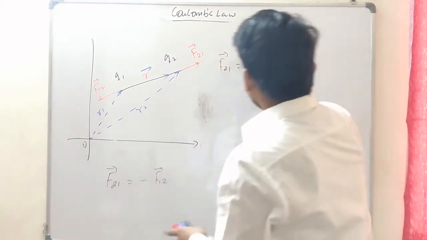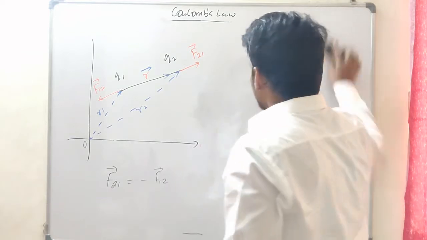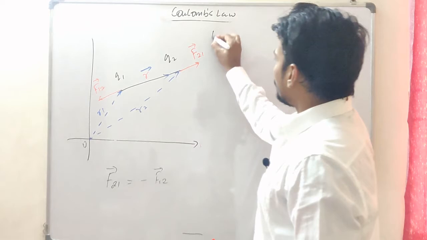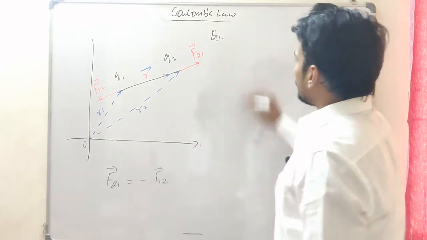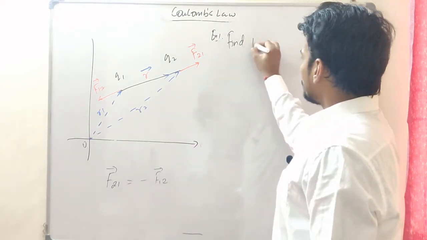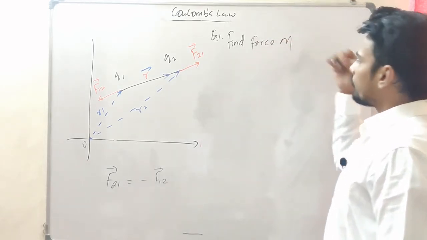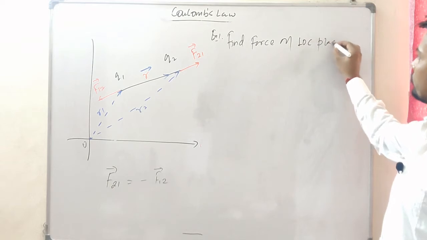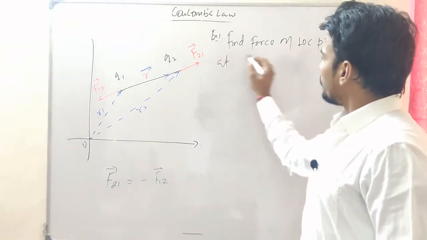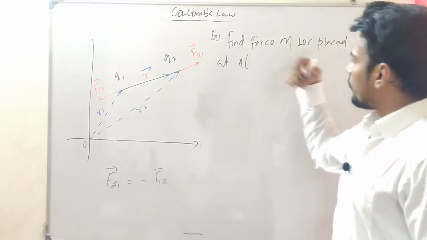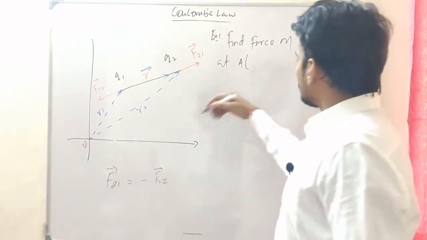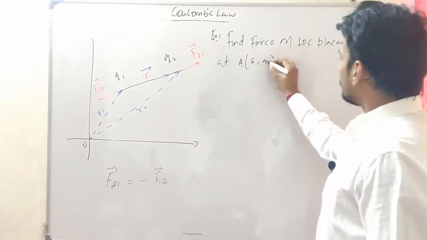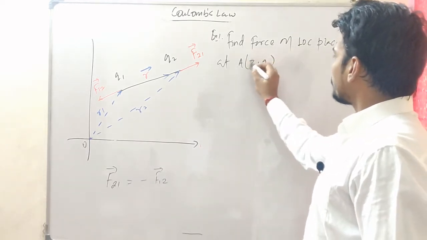Okay, let's have this figure on the board itself. Let me give you an example on this. The question is, find the force on, let's say, a 10 coulomb charge placed at a point A, whose position vector is, let's say, 3, 9.